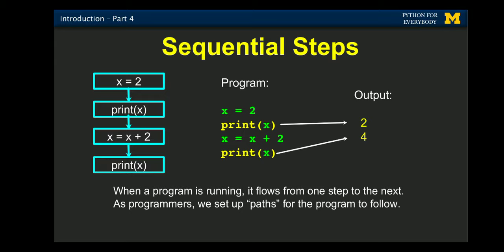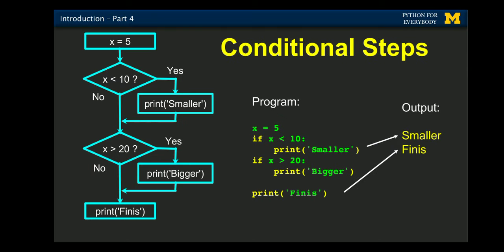There are some sequential steps which we follow to get the output. When a program is running, it flows from one step to the next. As programmers, we set up paths for the program to follow. There are also conditional steps, where we want something executed at a certain point, and if that condition fails, we want another statement to be executed.